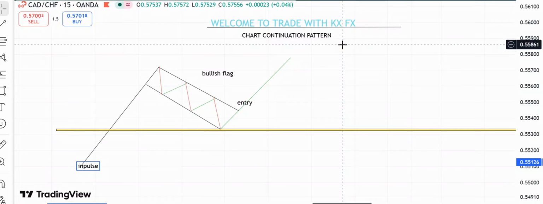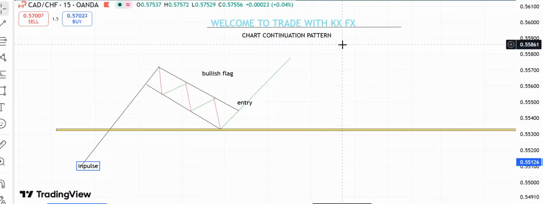So whenever a market is buying, there must be a pullback. You don't expect a market to keep buying or keep selling without a pullback. The normal pattern of market movement is always up and down. That is why it's called a chart. It's always up and down. So we have two types of continuation pattern. Number one, we have the bullish continuation pattern.